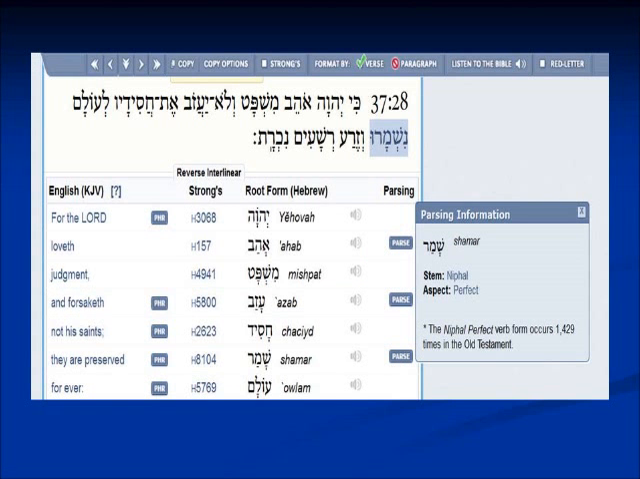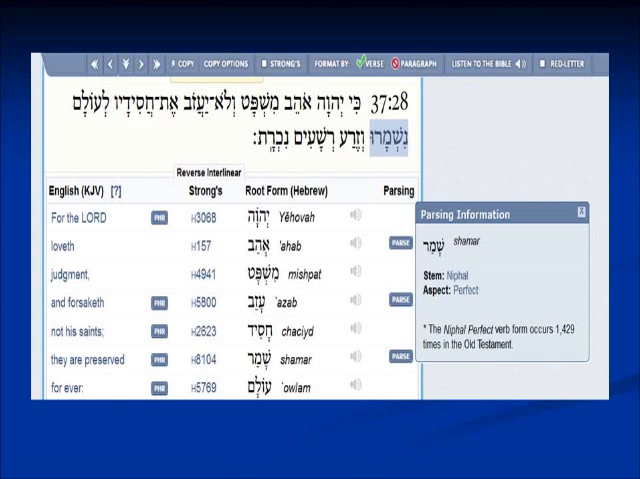Here is another screenshot from the Blue Letter Bible. This is Psalms 37:28. I have highlighted the word nishmaru. If we come down to where the root is shamar, it is translated, they are preserved. I have clicked on the parse button. Here's the parsing information. You see it's the same root, shamar.